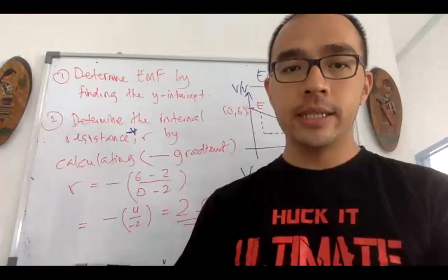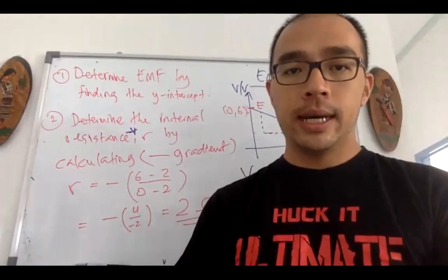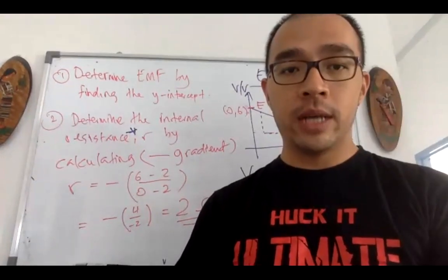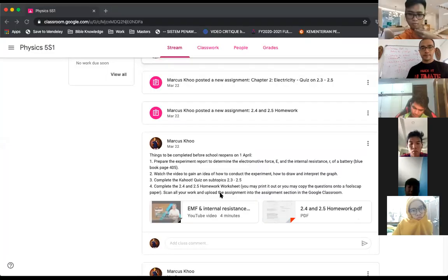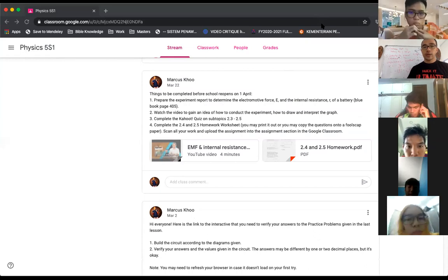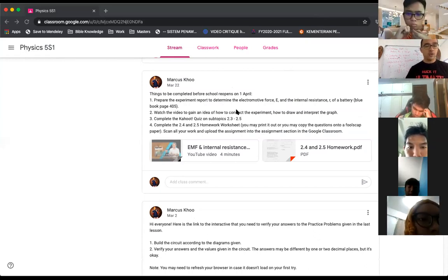If there is nothing, I want to just end with a few announcements. First of all, please take note of the things that you have to do before the 1st of April. First, prepare the experiment report to determine the electromotive force and internal resistance. It is a non-hypothesis experiment, and you can find the experiment in the blue book, page 405, for those of you who have the reference book.